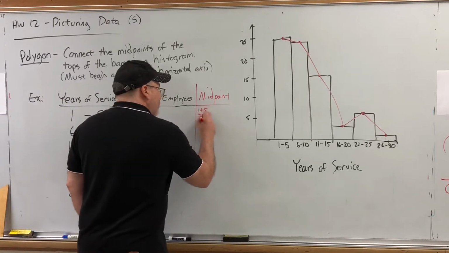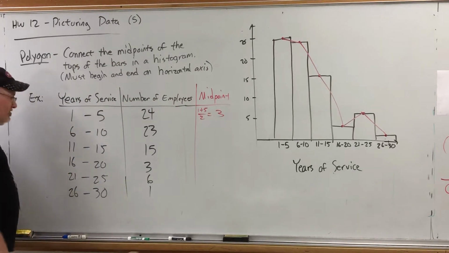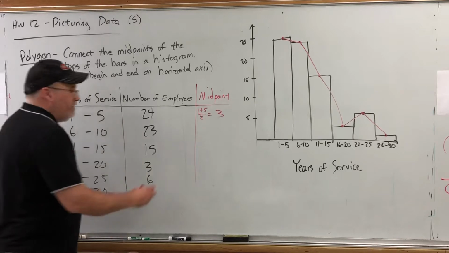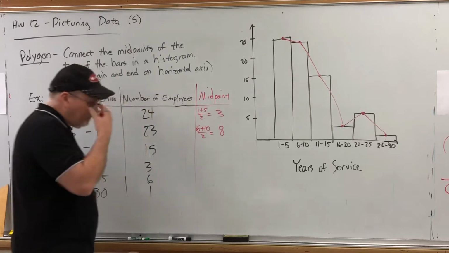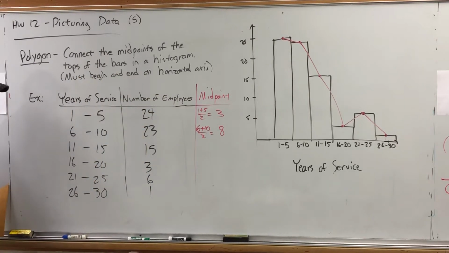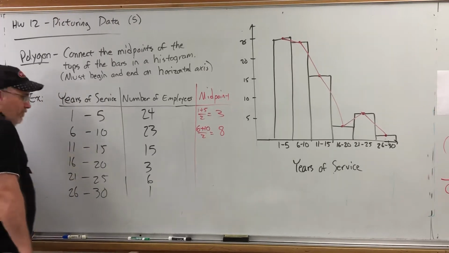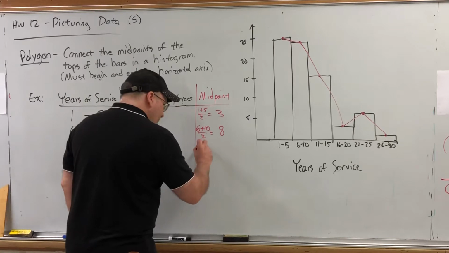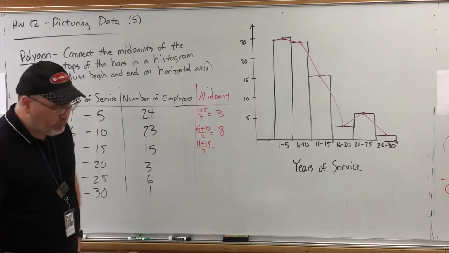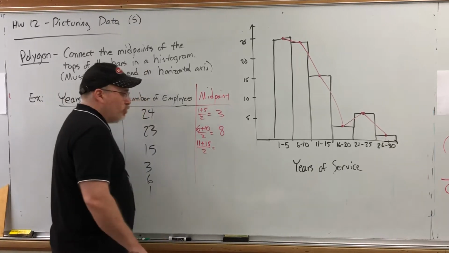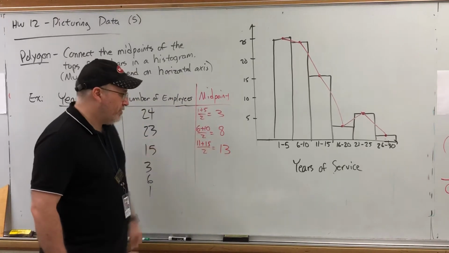1 plus 5 divided by 2 is 6 divided by 2, which is 3. What's the midpoint for the next class? The average of 6 and 10. 6 plus 10 divided by 2, 16 divided by 2 is 8. And it won't take you long to pick up on a pattern. These appear to be increasing by 5, but let's confirm that with the next one. If we average 11 and 15, and I'm assuming everybody knows when I say average two numbers, that means add and divide by 2. 11 plus 15 is 26. 26 divided by 2 is 13. Confirming my suspicion that these are increasing by 5.